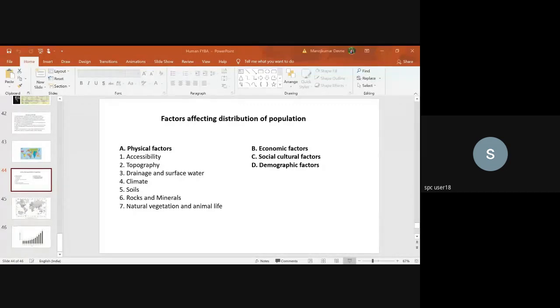That's another aspect when we speak about factors affecting distribution of population. You have major destinations in the world which have been very heavily attracting populations from different parts of the world, say the developed countries and the markets in the developed countries and so on and so forth.